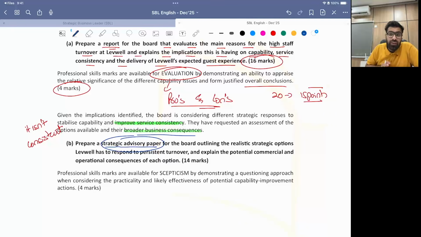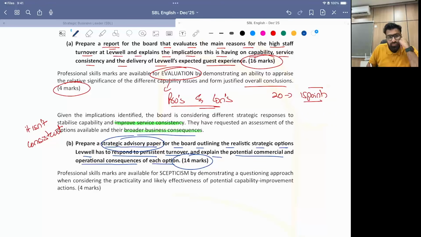This is what that software cannot do, the advisors. And in fact, the AI can do this as well, right? But then human intervention is very important. So, for the board outlining the realistic strategic options, Levwell has to respond to persistent turnover and explain the potential commercial and operational consequences of each option.